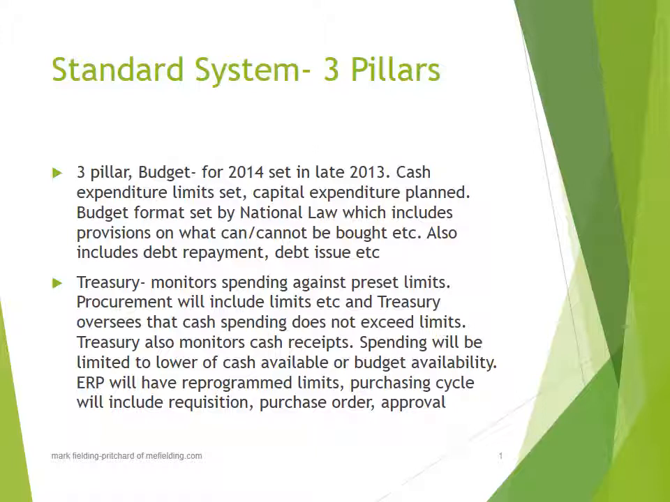A three-pillar system. For people who work in the computer environment, for people who work in government accounting, this will be fairly basic information. But a standard government system consists of what we call the three pillars. And the three pillars are the budget, the treasury, and the accounting system. We can define the three different pillars in various ways.